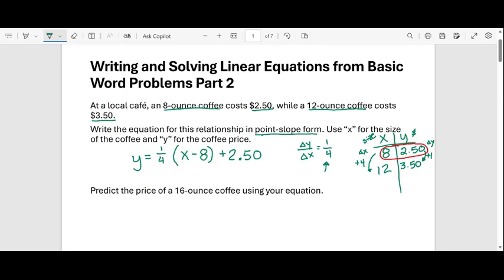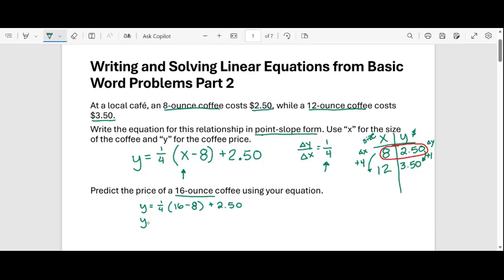Now we're going to predict the price of a 16-ounce coffee using your equation. 16 ounces is the size, which is your X value. So I'm simply going to plug in 16 for X right here. I'll say Y equals 1/4 times 16 minus 8 plus 250. Then I'm just going to use order of operations, which is your PEMDAS. That's parentheses, exponents, multiplication, division, addition, and subtraction. I'm going to use that to work out this equation.